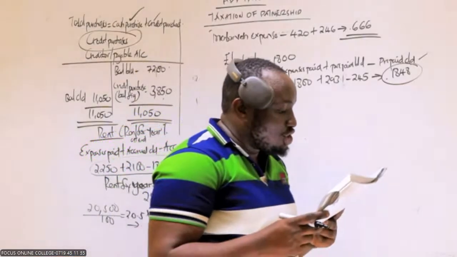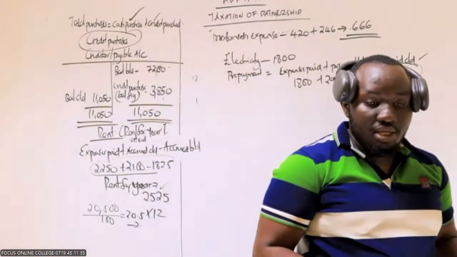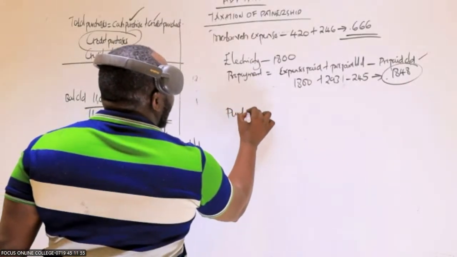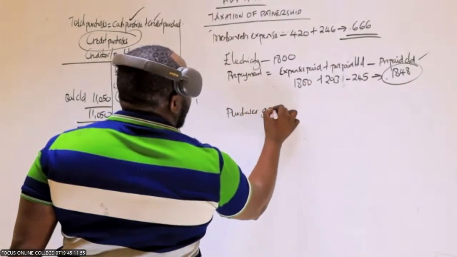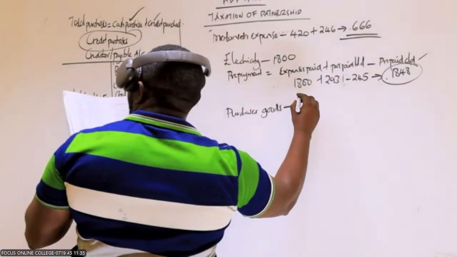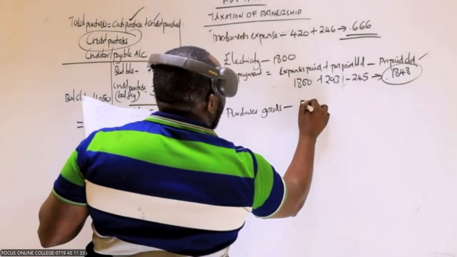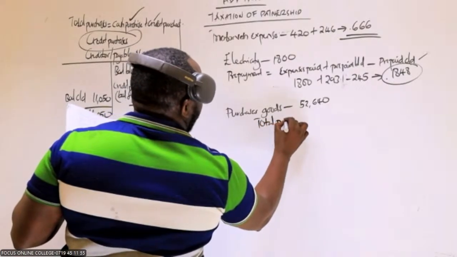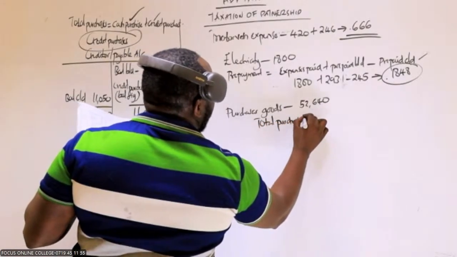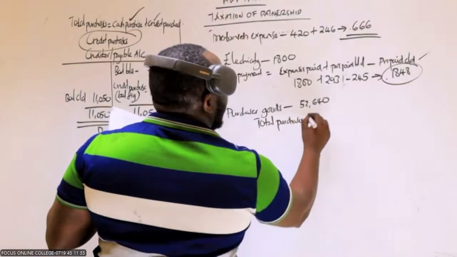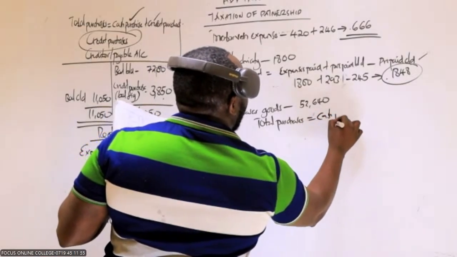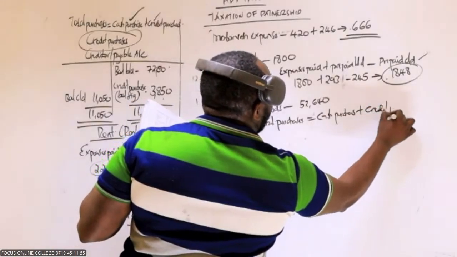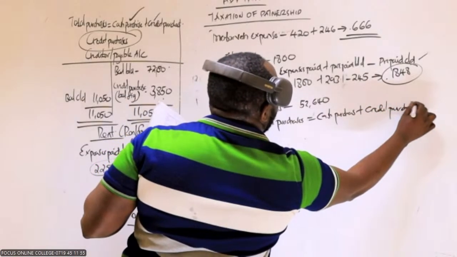So the next we have what we call purchase of goods. I can now come back to purchase of goods. I'm given purchase of goods, and that is a total of 52,640. Remember, I did say that total purchases is equal to cash purchases plus credit purchases, paid purchases. So we have these figures to get the total purchases.